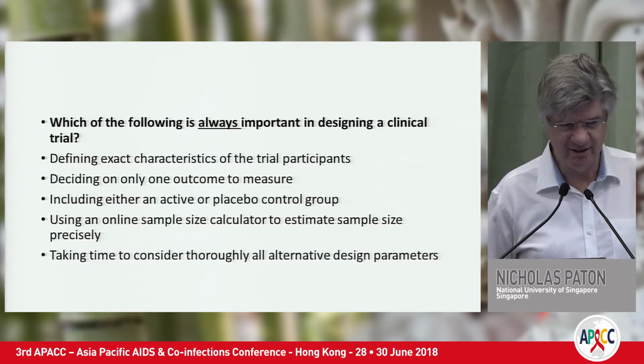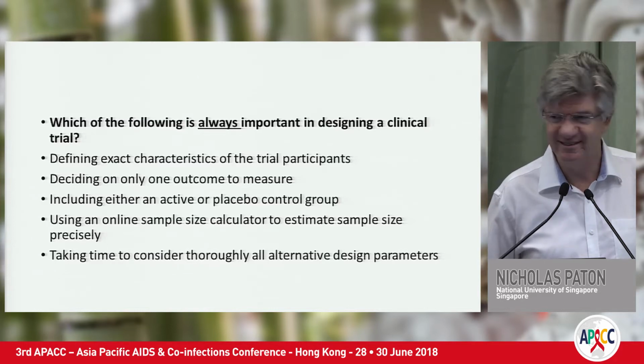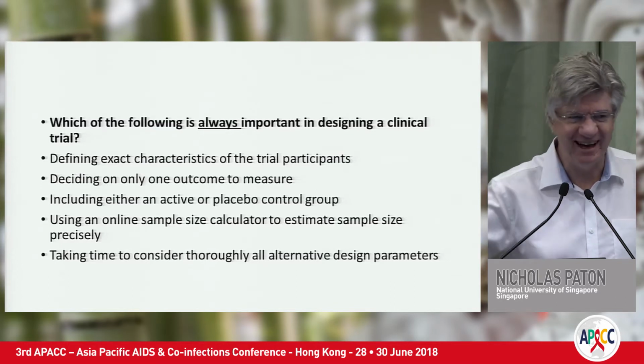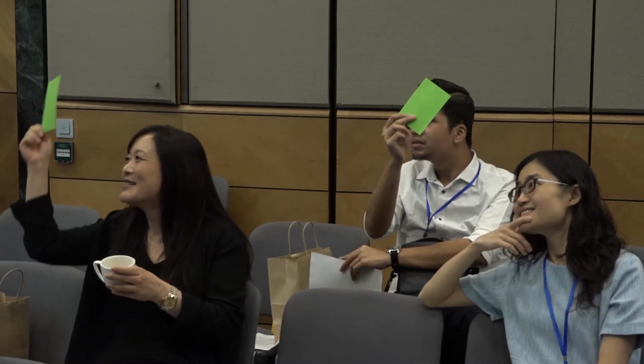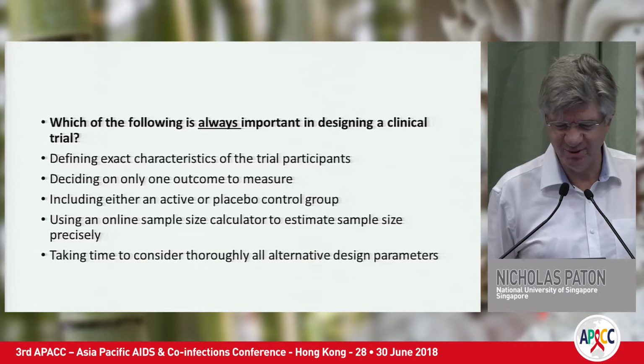Defining the exact characteristics of the trial participants. Who likes that one? Most important? It's always important. No? Deciding on only one outcome to measure? Including either an active or placebo control group? Well done, Annette. Rabble-rousing as usual. Just follow Annette. When her hand goes up, you must raise the arm. Doesn't matter which color. So including either an active or a placebo group, always important in designing a trial.